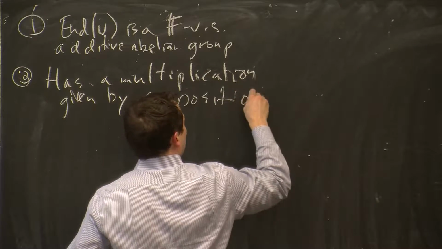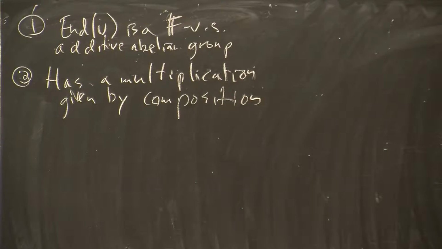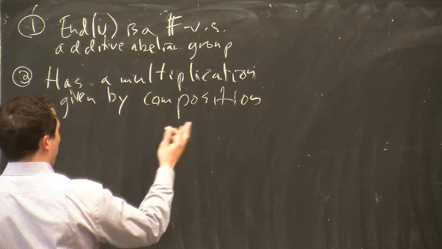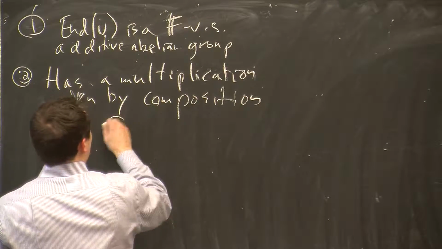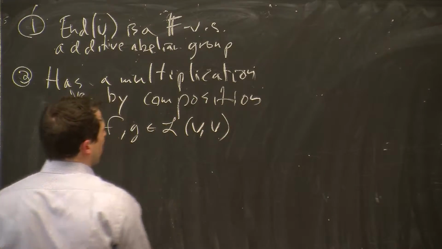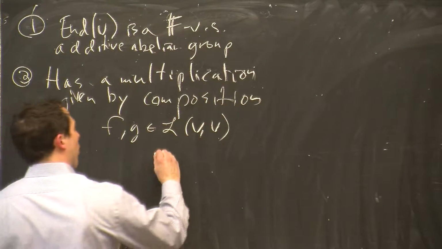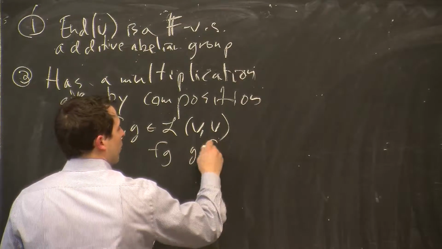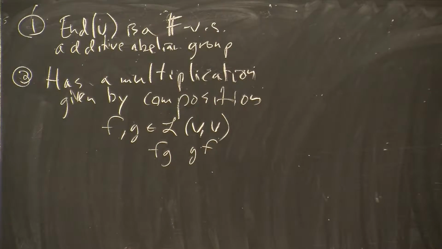Which is given by composition, right? And this multiplication, if I have any f, g in my L(V,V), I can take both fg and gf. Those things both make sense. They're both maps from V to V. All of the domains and codomains match up.